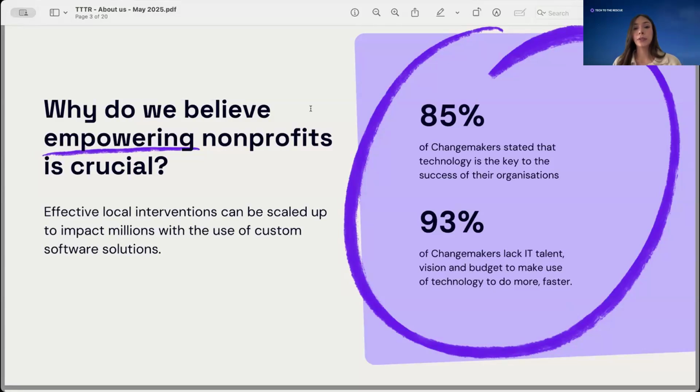So why do we believe it's important? Because 85% of change makers have stated that technology is a key to the success of their organizations. And even though this is a reality, 93% of them lack IT talent. Either they don't have a tech team, they don't know how to outsource it, or they simply don't have the budget to do it. And this is where we come in. We understand that there's a limited budget, but we also believe that this budget should be allocated to the core mission of the organization, and that technology, when it is a tool to scale, could be accessible in other ways.